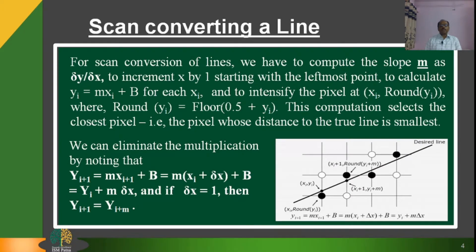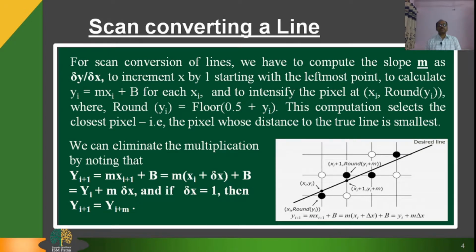So, considering this way, we identify the points for a line. We can eliminate the multiplication by noting that yi+1 is equal to m xi+1 plus b, which is equal to m(xi plus delta x) plus b, which is equal to yi plus m delta x. And if delta x is equal to 1, then yi+1 is equal to yi plus m.